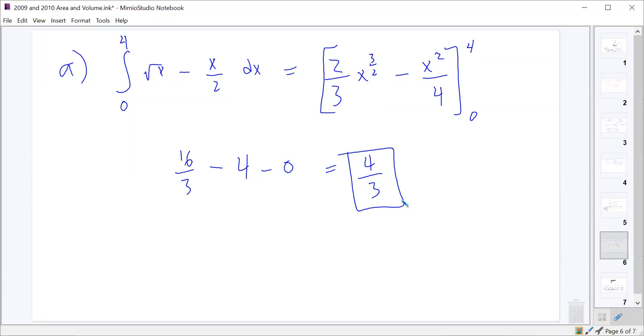Everybody good there with part A? Any questions on part A? So, say 1 point, 1 point, 1 point. Okay. Hopefully the area part's pretty easy.